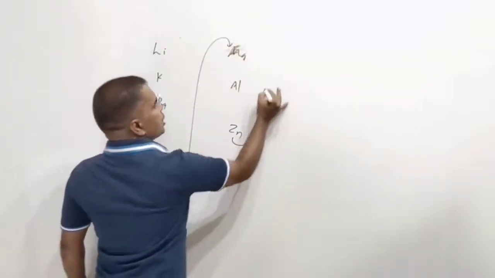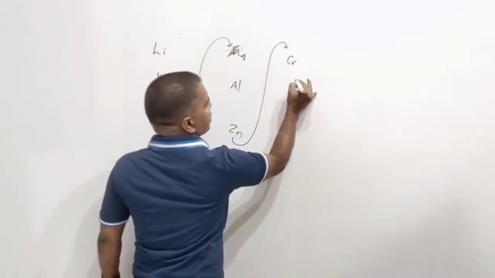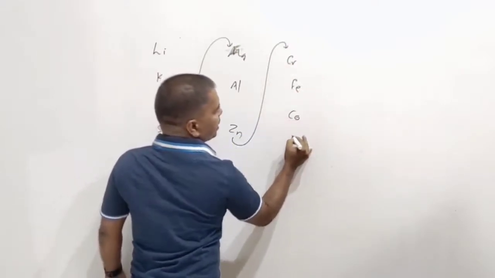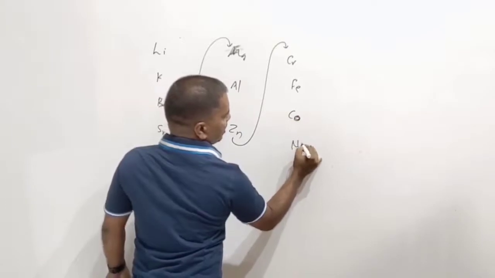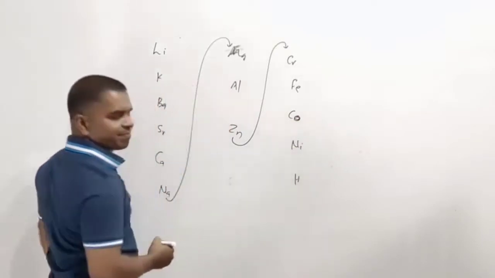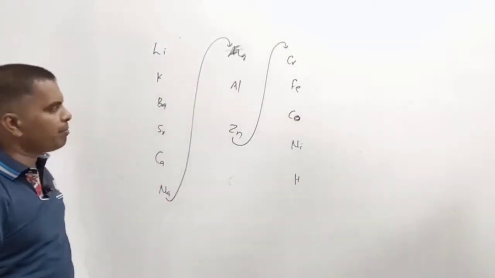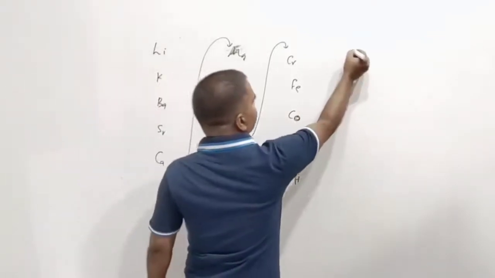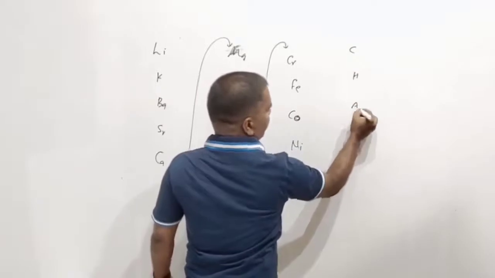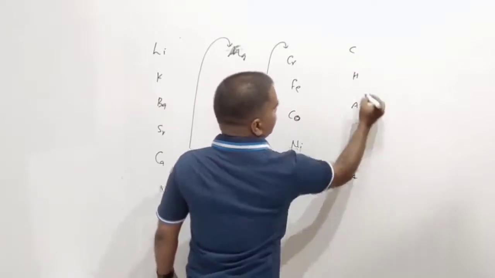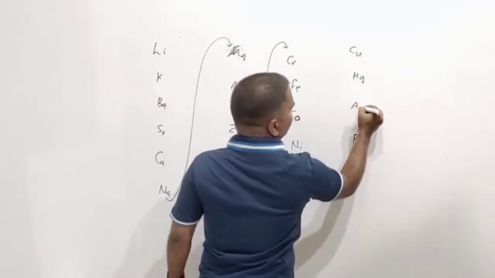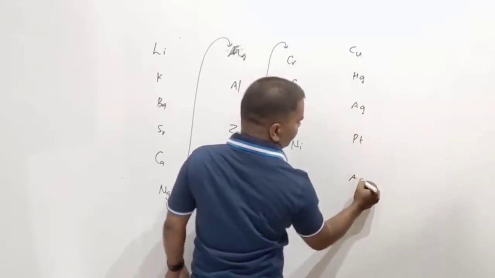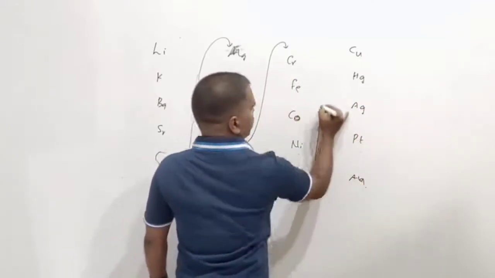Next is crophiconi hydrogen: chromium, iron, cobalt, nickel, hydrogen. Then chapa: copper, mercury, silver, platinum, gold. That is the electrochemical series.